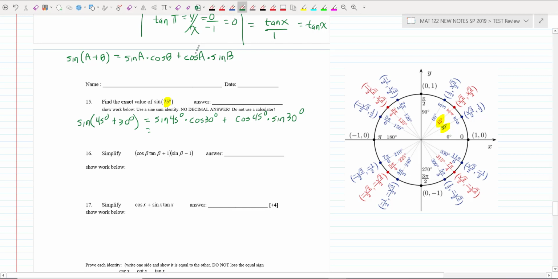So we'll go through on that, and the sine is just the y value, so I'm going to highlight these y values of those two angles. The cosine is the x value, so I just do that. Okay, so that's where I get those numbers. So the sine of 45 is square root of 2 over 2. Cosine of 30 is square root of 3 over 2.